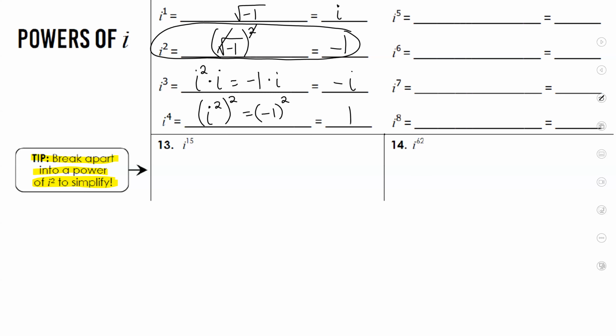Okay, let's try number 5, i to the 5. I can write this as i squared squared. That would give me 4, but I need 5. So what should I do? Times another i. Okay? i to the 5 is the same thing as i squared squared is 4, but I need 5, so I multiplied by another one. Okay, now let's simplify this. i squared is -1. And what's -1 squared? So this becomes 1 times i, which is just i.